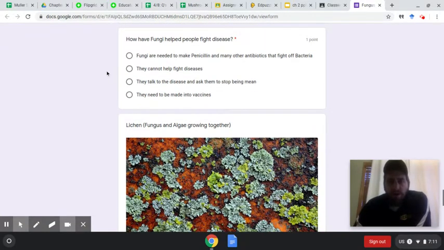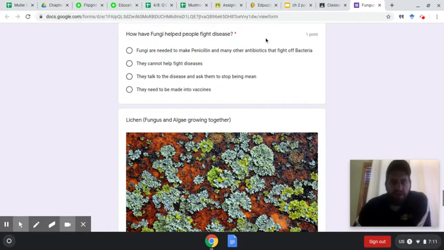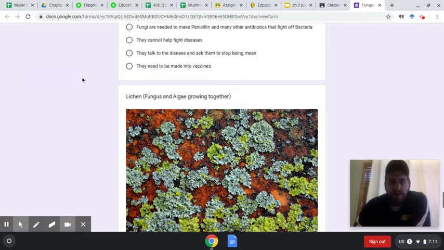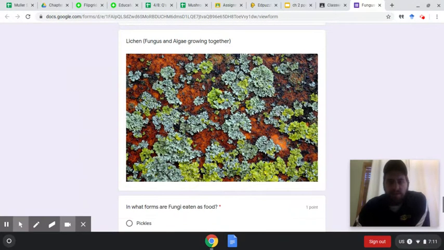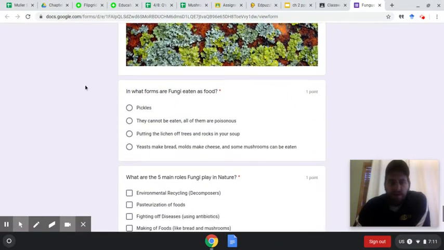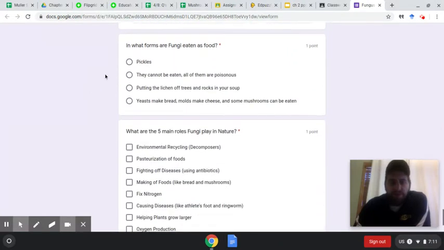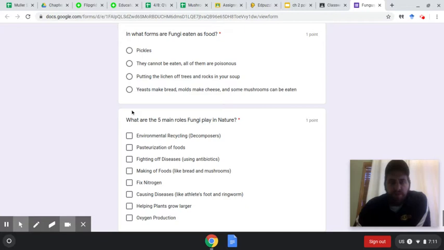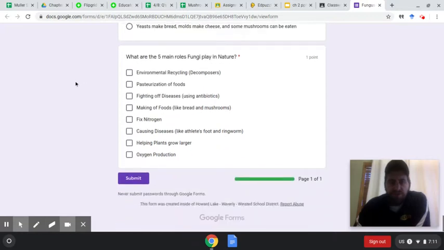How have fungi helped people fight disease? Okay, right. We talked about how they are used to make antibiotics. Use the classic example of lichen. And in what forms are fungi eaten as food? Okay, hopefully you know yeast is a fungus. Used to make bread, and molds to make cheeses, and some mushrooms can be eaten.